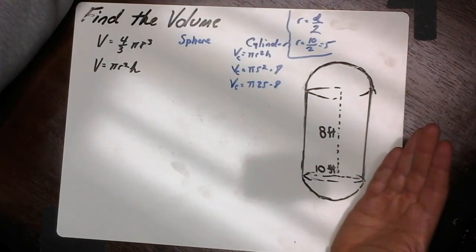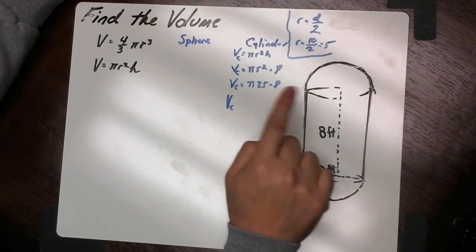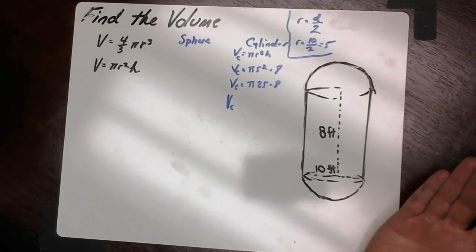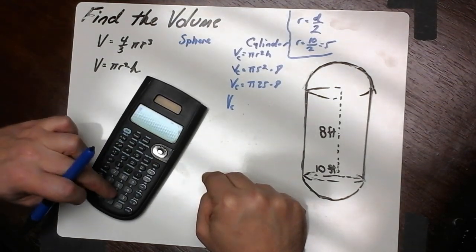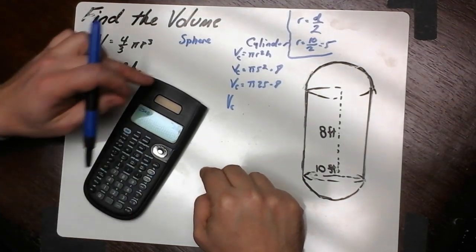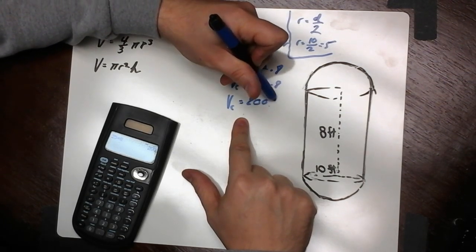Now, based on my experience from what I just showed you, I look at it as this 25 times 8. I'm not even worried about pi, because pi is its own symbol. So that's 200 pi.